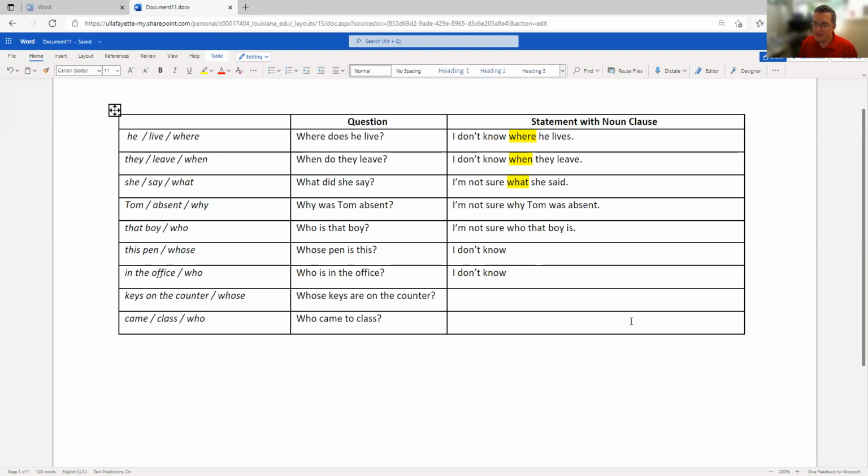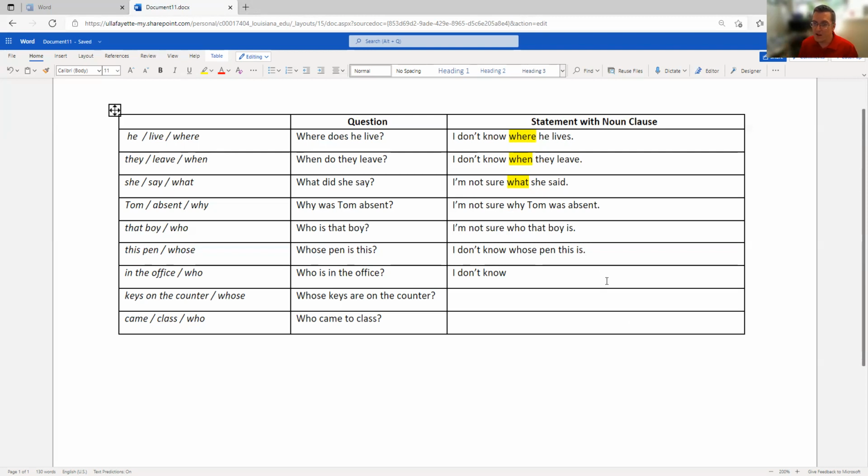Whose pen is this? I don't know. Whose pen? Now, again, subject, verb, this is. Okay? So you can see how commonly these questions and noun clauses get mixed up with students. They'll say, I don't know whose pen is this. When the correct grammar is, I don't know whose pen this is.